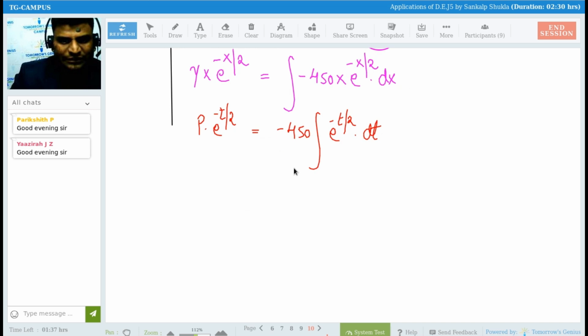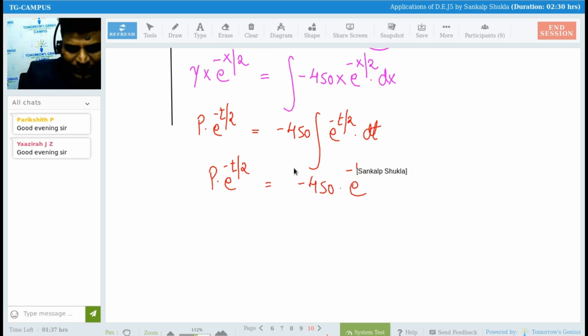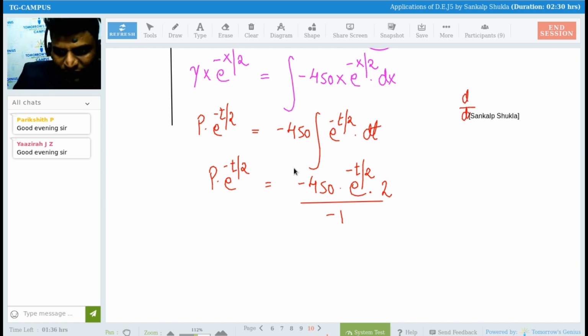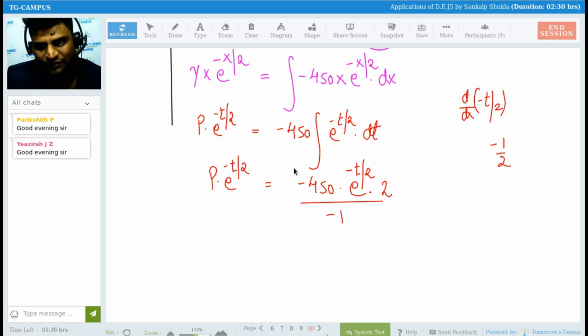Got it? Now what is the integration for this? P into e raised to the power minus t by 2 is minus 450 into e raised to the power minus t by 2, same, but we have to divide it by the derivative of minus t by 2. What is the derivative of minus t by 2? It is minus 1 by 2. Minus 1 by 2 is taken out. Minus 1 by 2 only. So minus 1 by 2, yes.